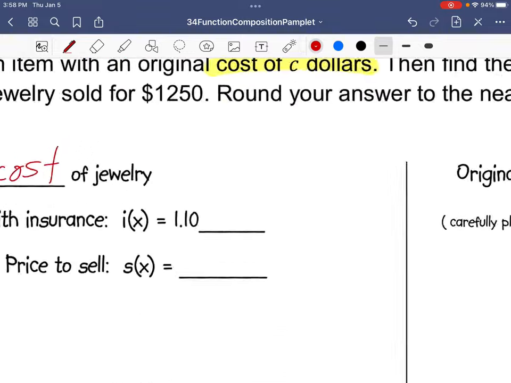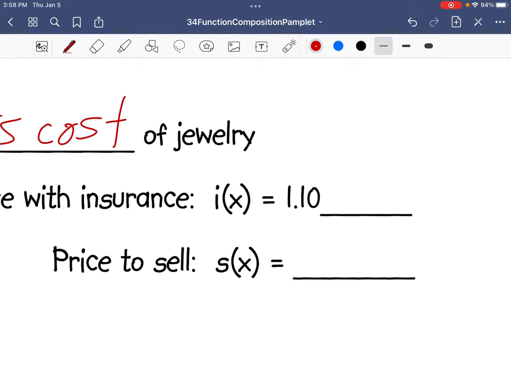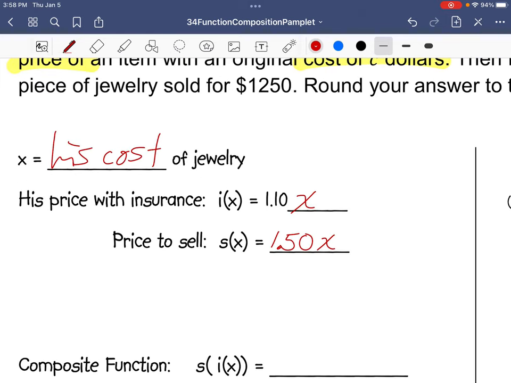And then he has to raise the price by 10%. Now, if you raise something by 10%, you have to pay 1.10 of what you bought it for. So if I raise it by 10%, I got to add that one. And then he sells it at 150%. So it's 150% of x. I got two equations. What we got to do is put them together, because when you put them together, you get both of the upcharges at the same time.